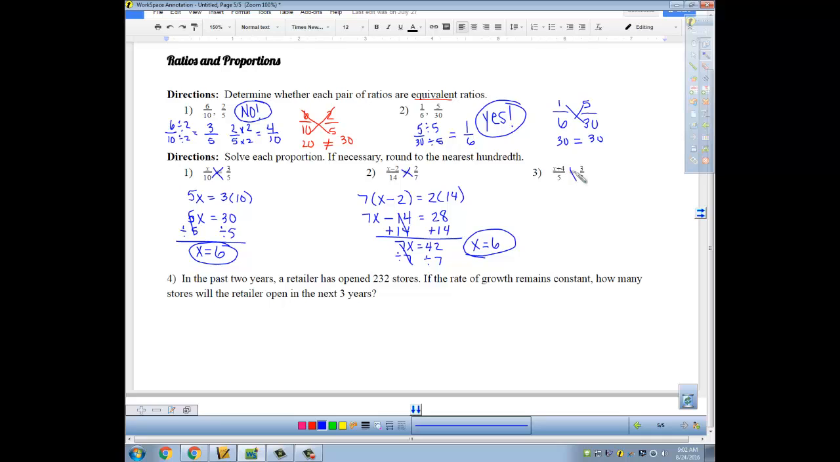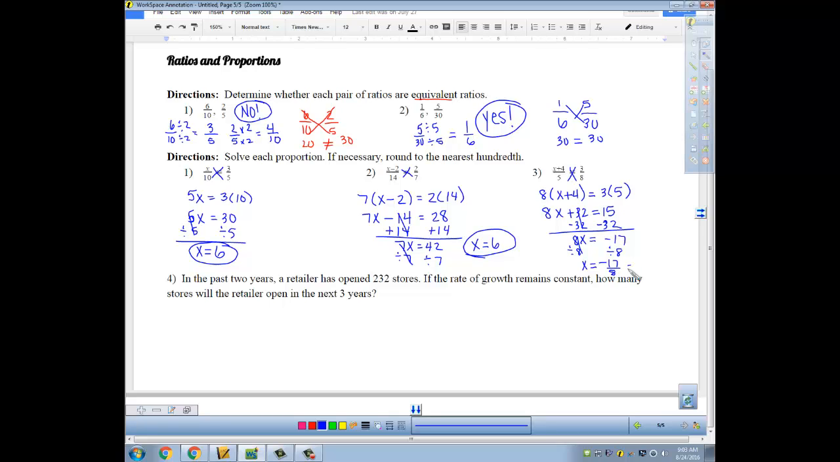Number 3, cross multiply to get 8 times x plus 4 equals 3 times 5. Use the distributive property to get 8x plus 32 equals 15. Subtract 32 from both sides to get 8x equals 15 minus 32 is negative 17. Then divide both sides by 8 to get x equals negative 17 over 8.